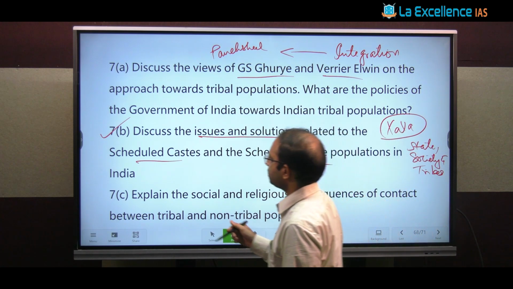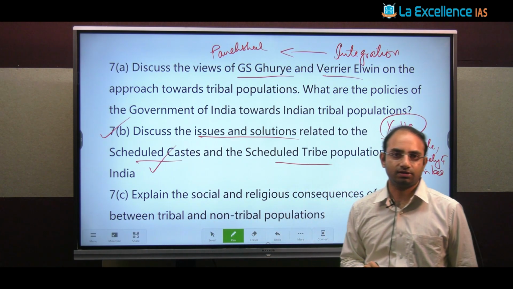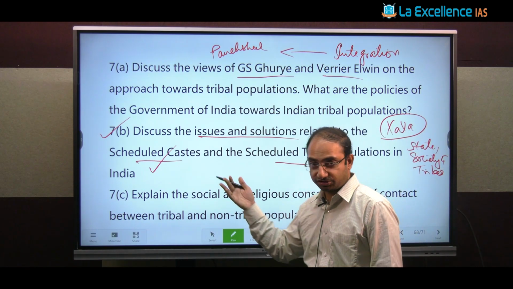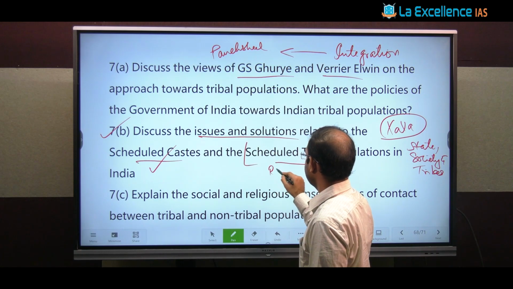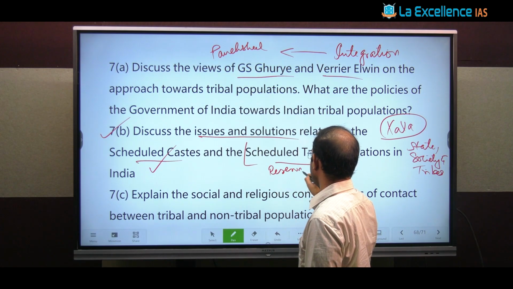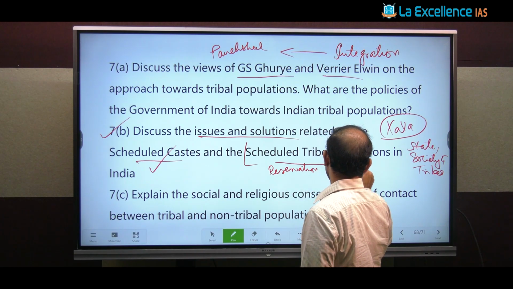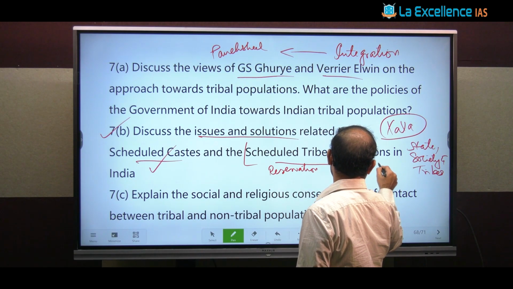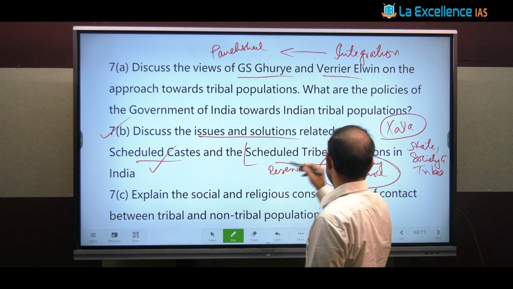In case of scheduled caste, the problem can be solved by ending exploitation and giving them more rights like reservation, which has actually done good to them. But in case of scheduled tribes, reservation is not the solution because reservation doesn't help them entirely. What scheduled tribes need is autonomy, they need protection for culture, and they need protection for resources, especially Jal, Jungle, Jameen. So all these three must be protected.